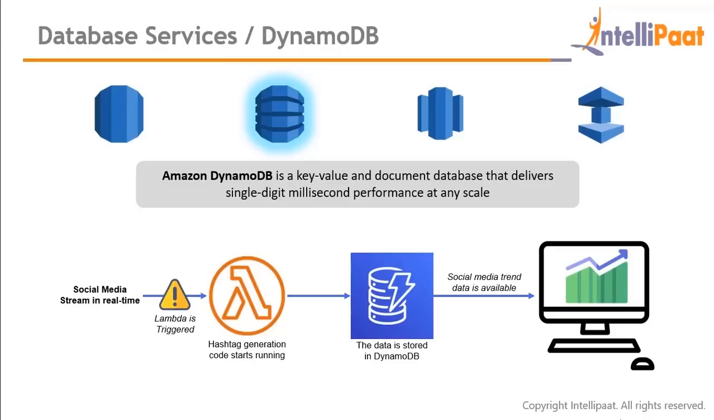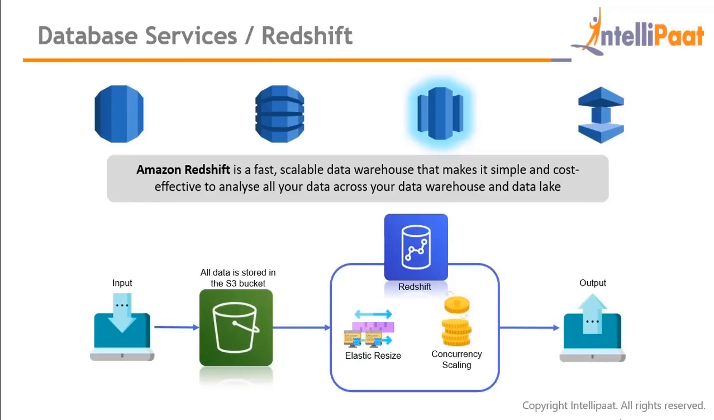Now moving on with the next service. Amazon Redshift is a fast, scalable data warehouse that makes it simple and cost effective to analyze all your data across your data warehouse and data lake. So what is a data warehouse? A data warehouse is like a database, but here you can use it to store raw data and analyze data, and it is mainly used to take business or management decisions.